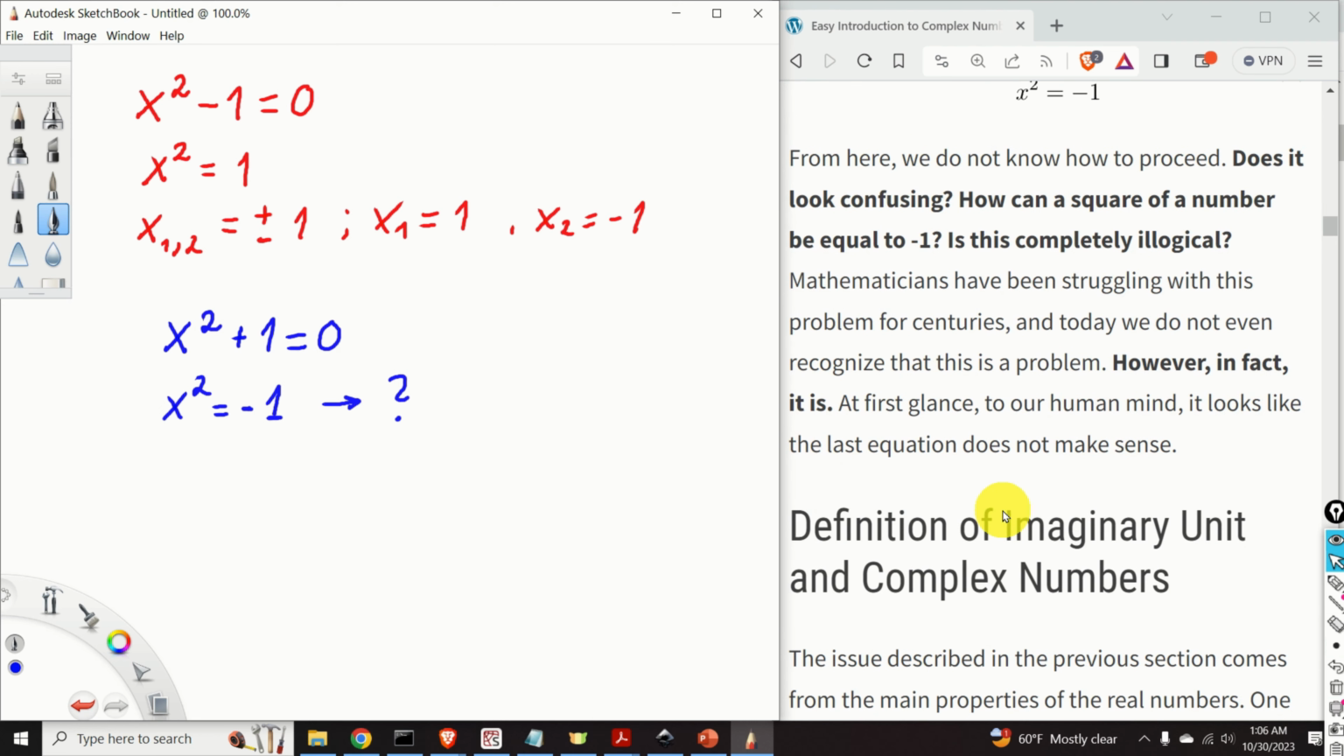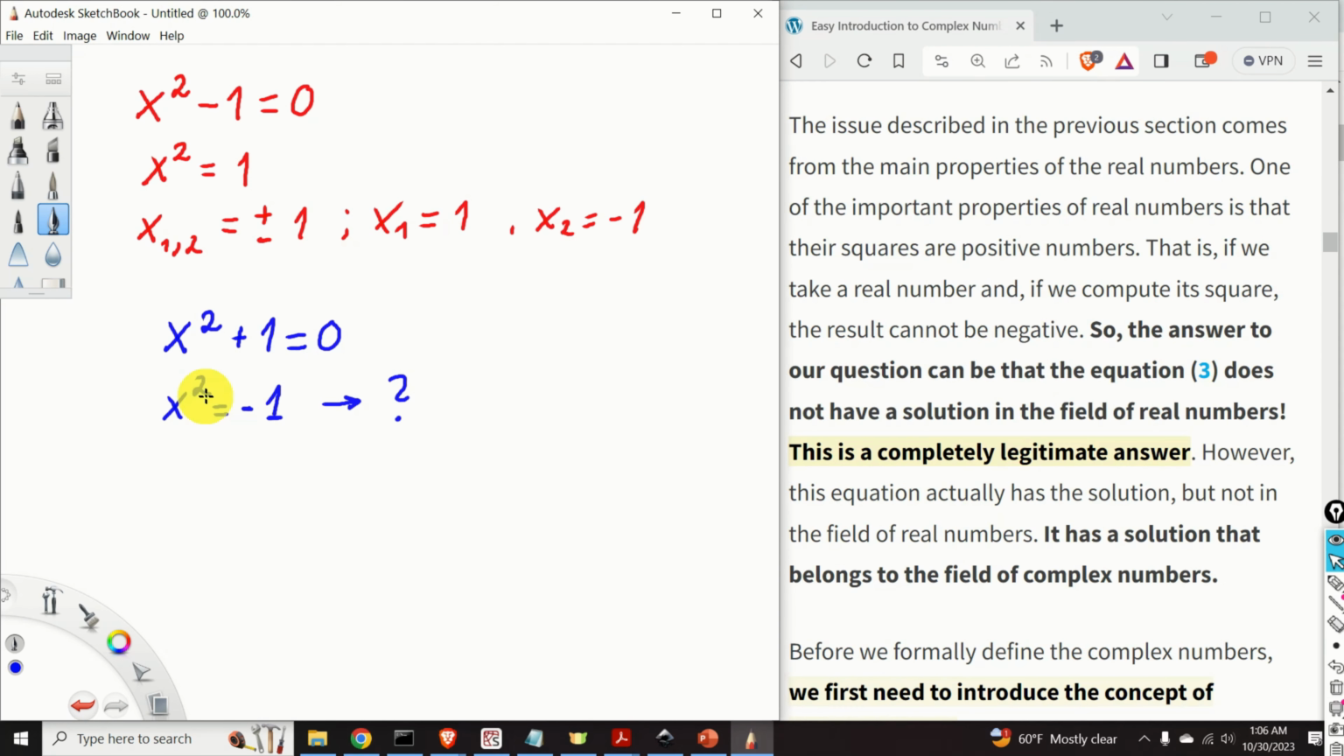Well, mathematicians have been struggling with this problem for centuries. And today, we don't even recognize that this is a problem. However, in fact, it is. At first glance, to our human mind, it looks like this equation doesn't make sense. The problems with this equation originate from the properties of real numbers. One of the most important properties of real numbers is that their squares are positive numbers.